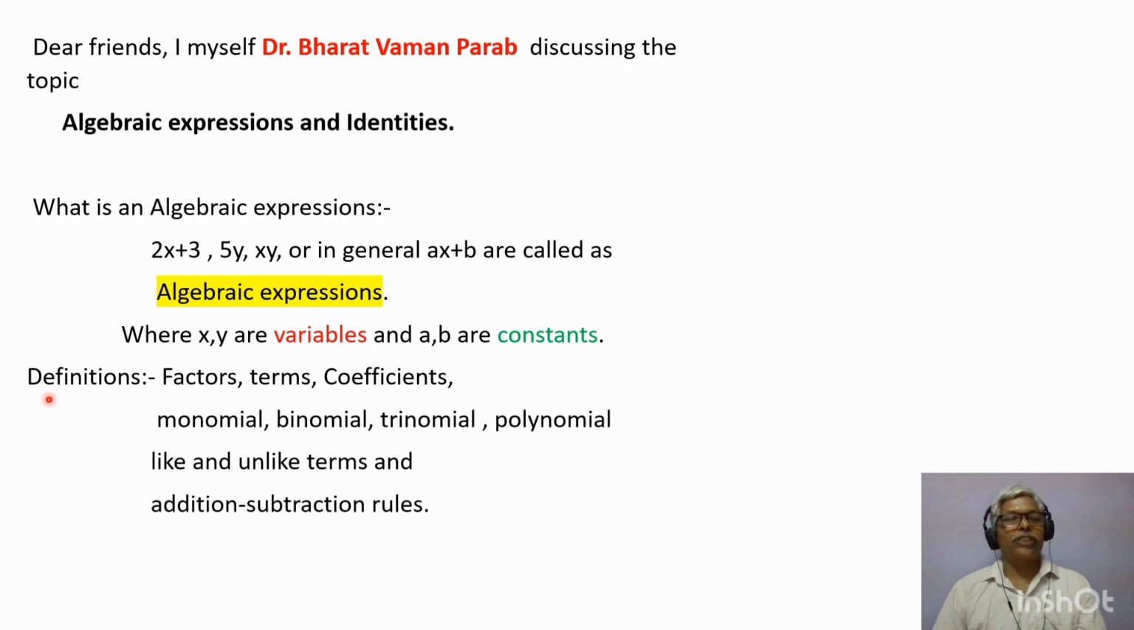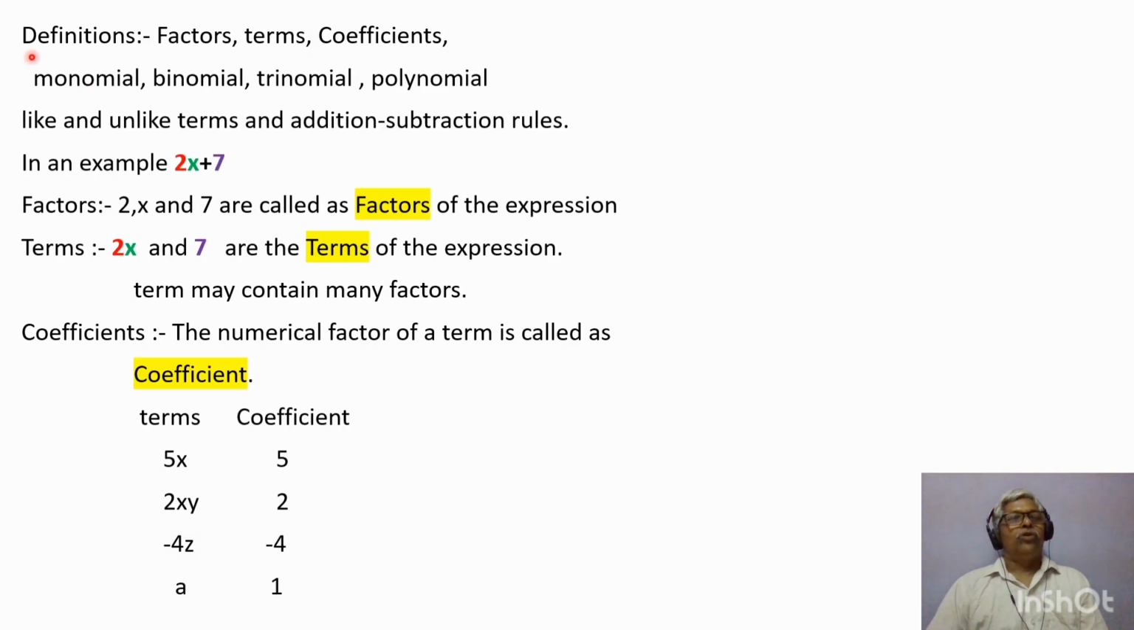To study this, let us see some definitions of factors, terms, coefficients, monomial, binomial, trinomial, polynomial, like and unlike terms, and addition subtraction rules. These will be very useful to study algebraic expressions and identities in detail. So let us see the definitions of factors, terms, and coefficients, monomials, binomials, trinomial, polynomial, like and unlike terms, and addition subtraction rules.